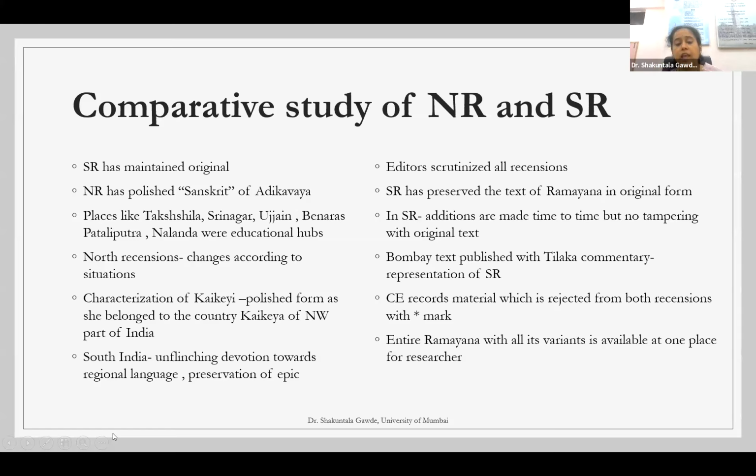Okay. But when we see the critical edition, you should open the critical edition and just check how it is given. Though they have preserved one patha, in the footnotes we find all the pathas which are available in other manuscripts or other recensions. So we actually get the entire Ramayana with all its variants.